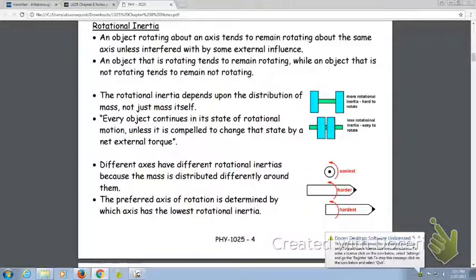Take a pencil. If you imagine spinning the pencil around the axis, it's easy. If you imagine spinning it around its middle, it's harder. If you imagine trying to spin the pencil around its end, it's even harder. And that's why when you throw something, it tends to rotate about its center of mass, because the center of mass is the middle point for all the mass distribution. And so when you spin about your center of mass, you've reduced your moment of inertia.